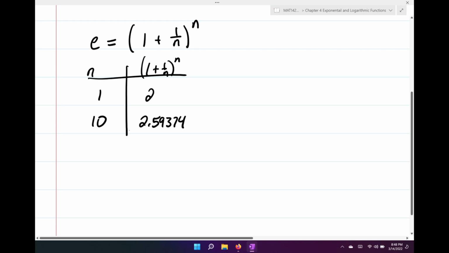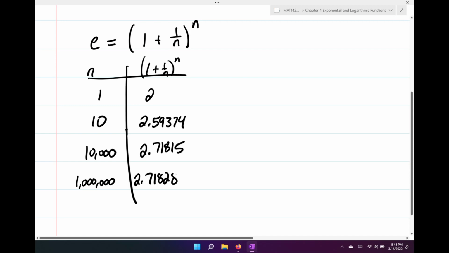2.59374. And like I said, if we let n get larger and larger, let's say n equals 10,000, then you get 2.71815. If n equals a million, you get 2.71828. As n gets larger and larger, you will converge onto this number. Depending upon how many decimal places you need, that's how large n is going to be. Or I'm sorry, that's how many decimal places e will get to.